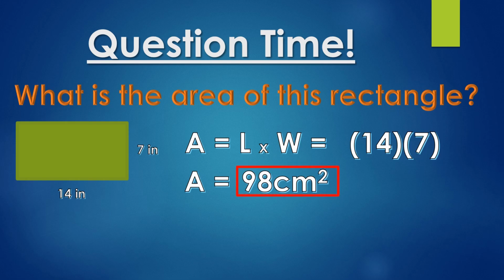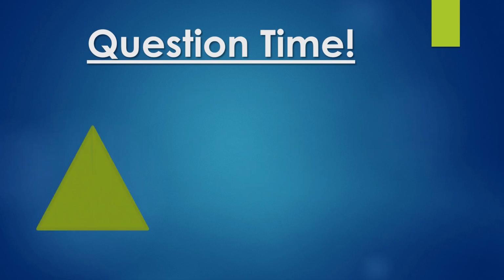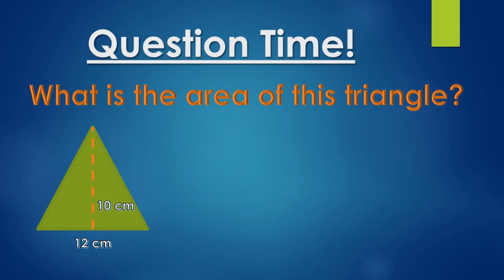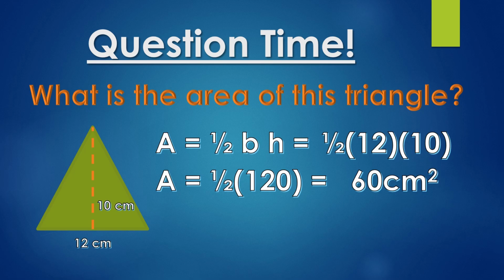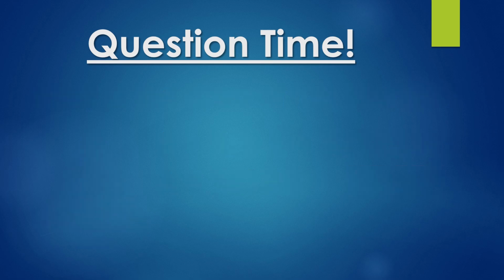All right, next question. If I have a triangle that has a base of 12 and a height of 10, what is the area of this triangle? Well, remember the area is 1/2 base times height. So 1/2 of the base, which is 12, times 10, which is the height, gives us 1/2 of 120, which is 60 centimeters squared.